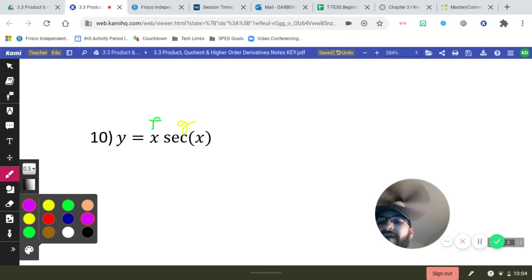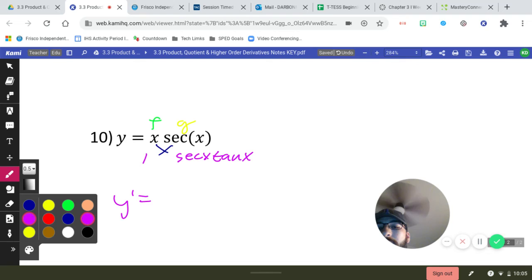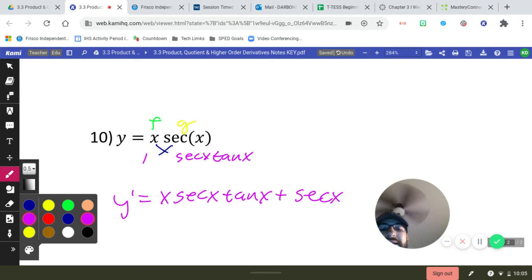So derivative of f is 1. Derivative of secant is secant x tan x. A little weird that it becomes like two functions, but it's just what it is. Okay, cross multiply. We get y prime is equal to x secant x tan x plus 1 times secant x, so secant x.